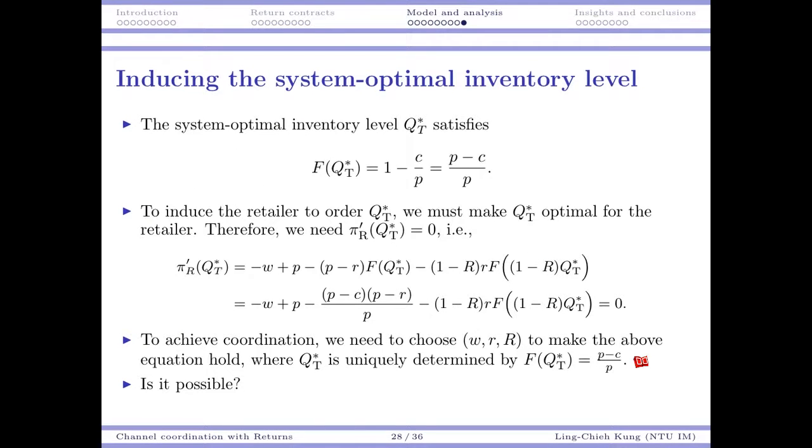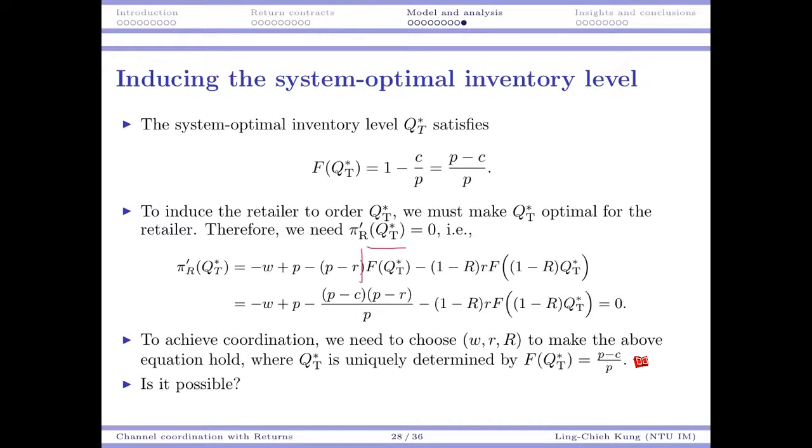And then what we want to do is to compare the system optimal order quantity with the retailer optimal order quantity. We hope that if we plug in the system optimal order quantity to the retailer's first order condition, it can be satisfied. If QT star just satisfies the retailer's first order condition, then it's perfect. It means the retailer is going to feel that the system optimal order quantity is also optimal to himself, and then the retailer will order the system optimal quantity. So we know this is the function, right? And we ask whether plugging in QT star can make it zero.